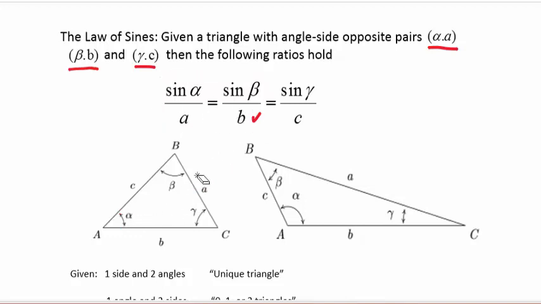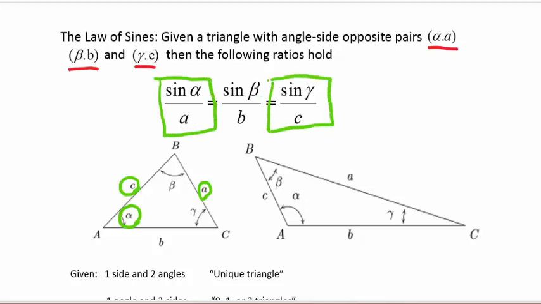Similarly, let me erase this. If you know an angle alpha and side A and maybe side C, then you'll be able to use this portion and this portion of the law of sines to figure out what angle gamma is going to be. It won't matter which two components of the law of sines you use, but you'll pick which two you use depending on which information is given.